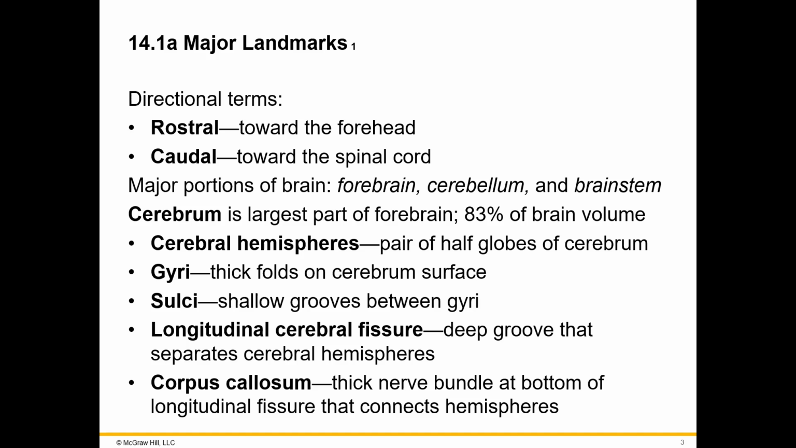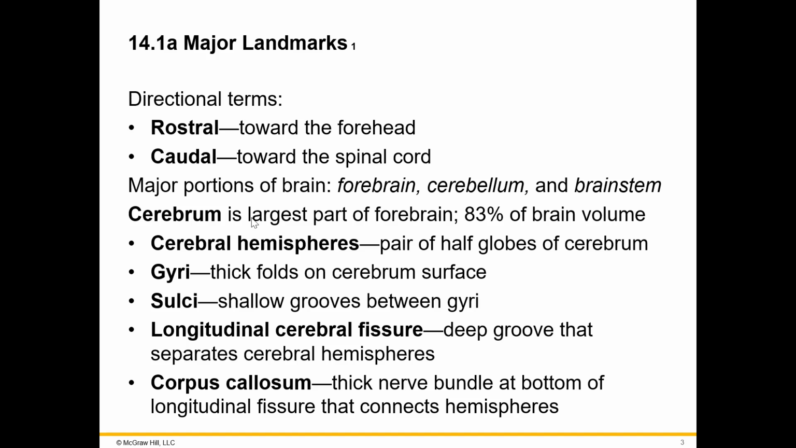Okay, so we said rostral is towards the forehead, while caudal is towards the spinal cord. We have the forebrain, the cerebellum, and the brain stem. So the cerebrum is the largest part of the forebrain, which constitutes about 83% of the brain volume. And we have cerebral hemispheres. These are the pairs of the half globes of the cerebrum.